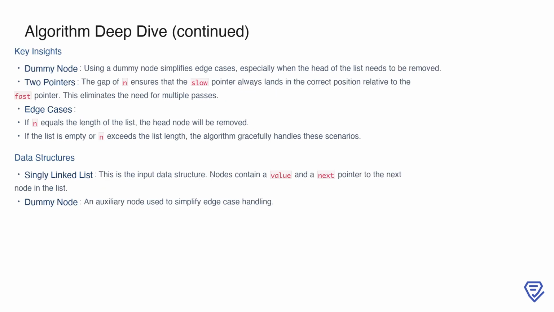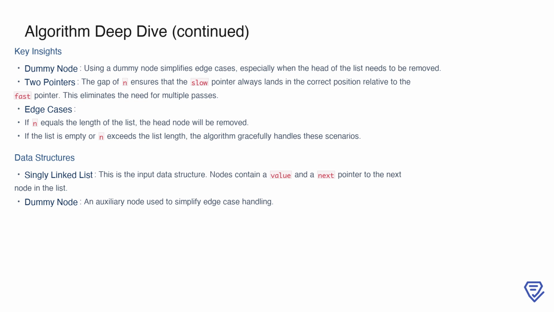There are several key insights that make this algorithm both efficient and robust. First, the use of a dummy node simplifies handling edge cases, such as when the head node needs to be removed. By positioning the dummy node before the head, we eliminate the need for special conditions to manage the start of the list.